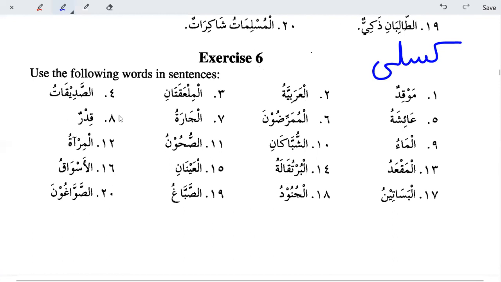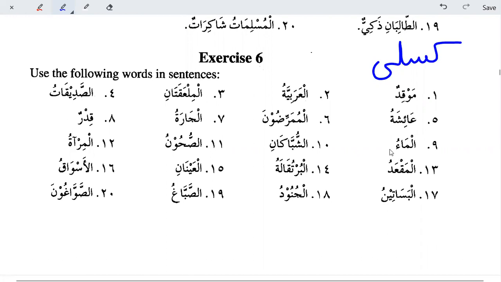Next, al-jaratu maridatun. Okay. The neighbor is sick. Kidr. Kidr means cooking pot. It is a feminine word. It does not have any sign of femininity, but the Arabs considered it feminine, or usually a woman uses it. So this word is considered a feminine word. Al-kidru jadidatun.